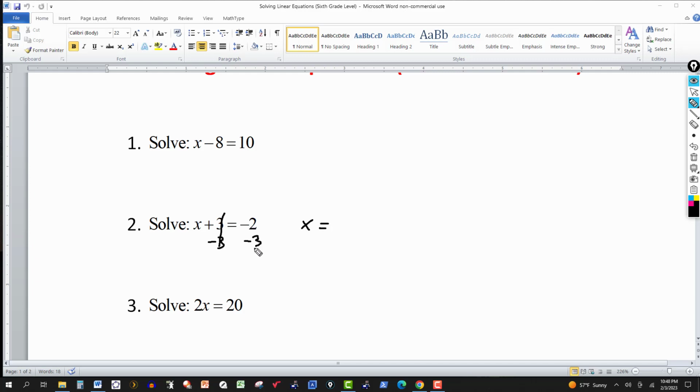Now, look at this as addition with the same sign, a negative and a negative. When the signs are the same, you bring down the sign, add the numbers. 2 and 3 is 5. x is equal to a negative 5.